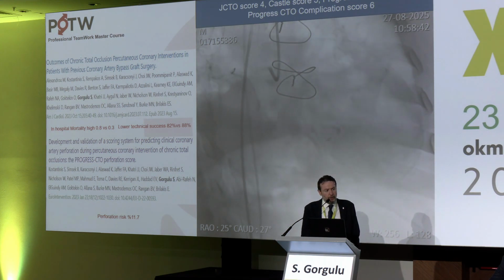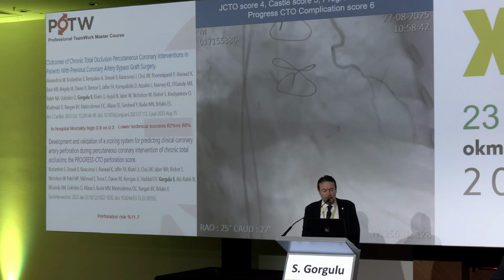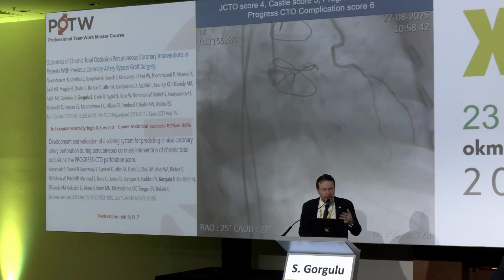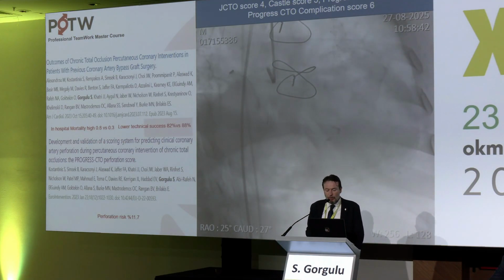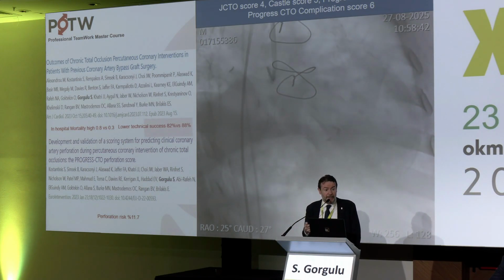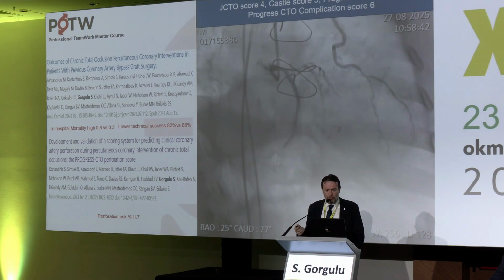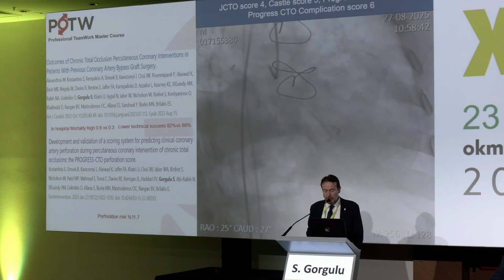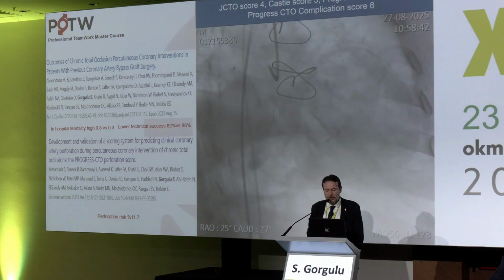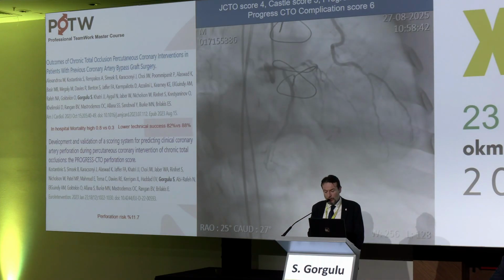And we calculated the mortality rate is here, in this case around 1%, and we have a lower technical success rate, more than 10% perf rate, and a dry tamponade, which can cause, of course, very serious consequences here. And then this JCTO score is 4, Castle score 5, progress CTO 3, progress CTO complication score is 6 here.